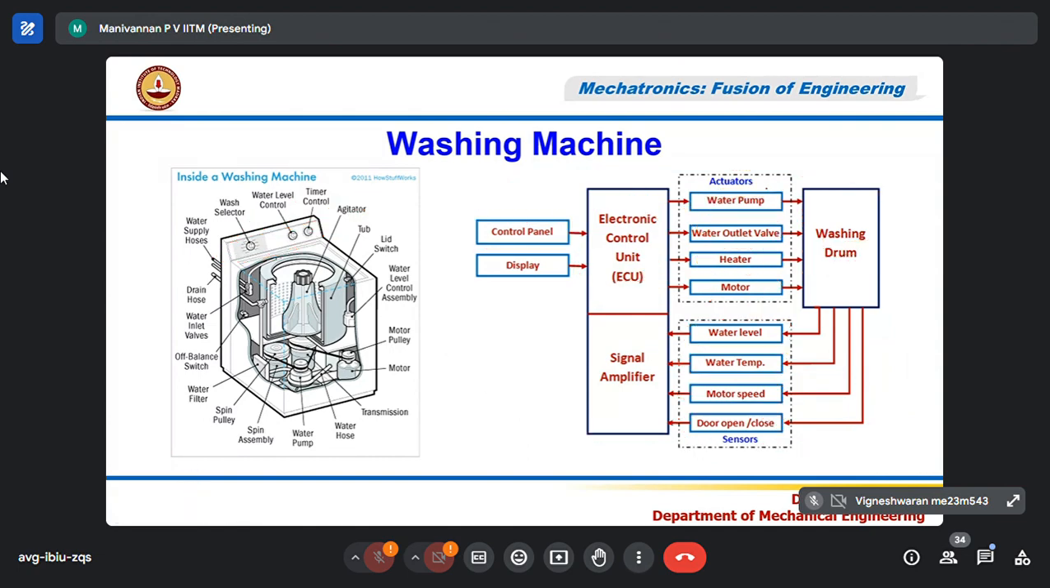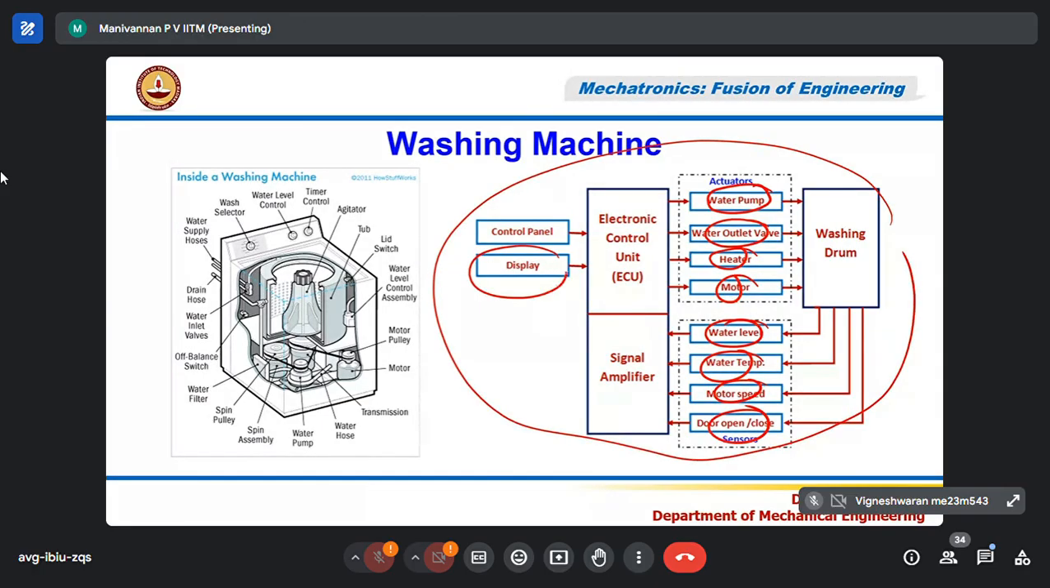Correct? So these are the individual components, these are the actuators, these are the sensors. You draw the functional block diagram, write the sensors, write the actuators, and then draw the flow chart and explain. So you may get a question for 2 or 3 marks: explain the automatic washing machine working with a proper functional block diagram.